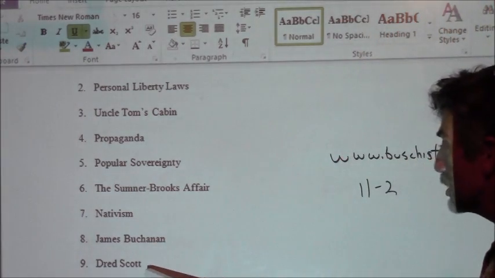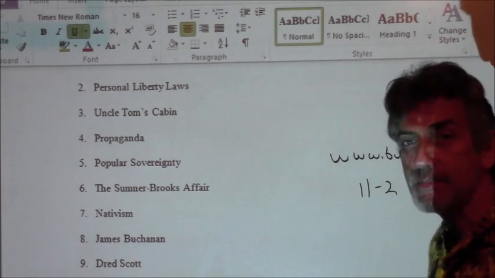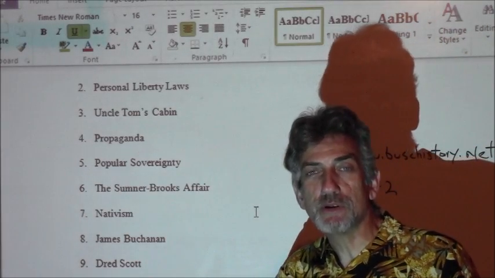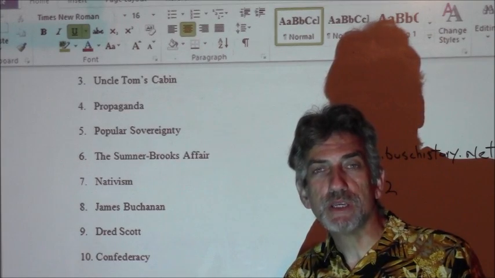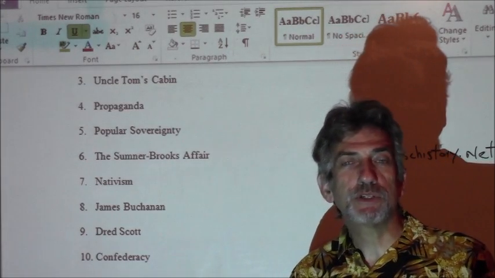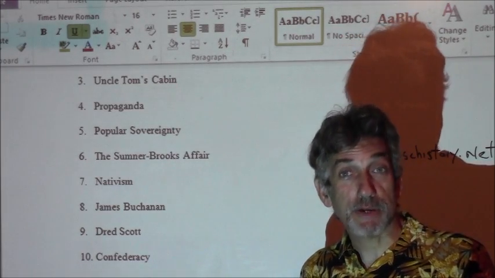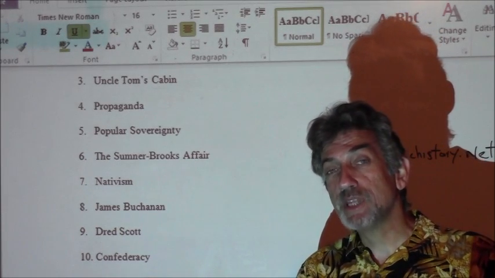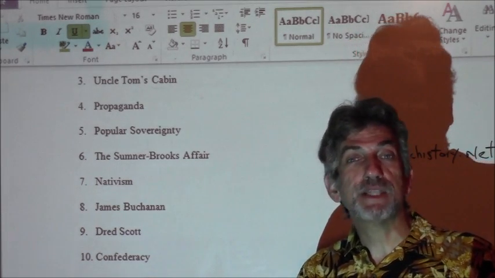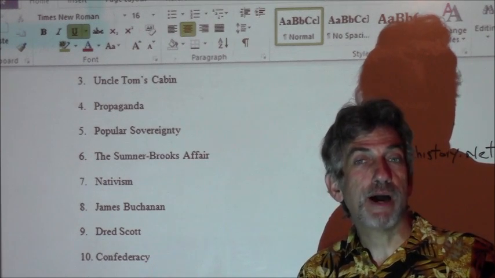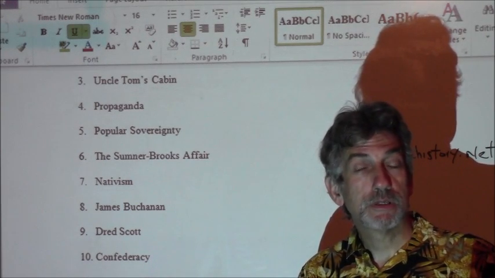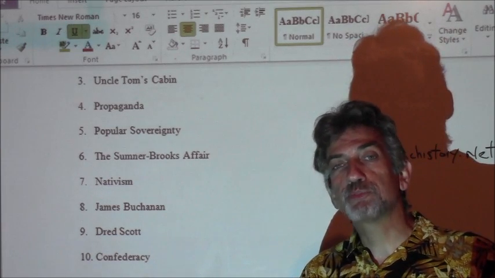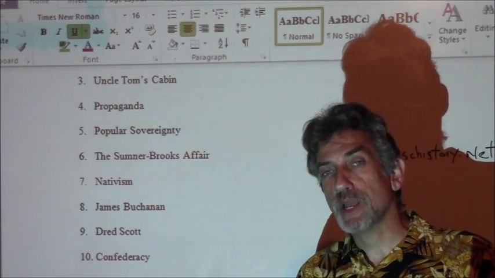Dred Scott, that very famous case about if a slave travels into free territory, will he be free or will he be slave once he returns back to slave territory? Now, without going through all the details, again, Roger Taney says that Dred Scott is not a citizen of the United States and thereby cannot sue. So he doesn't allow Dred Scott to win, and he rules procedurally that slaves have no rights in court.